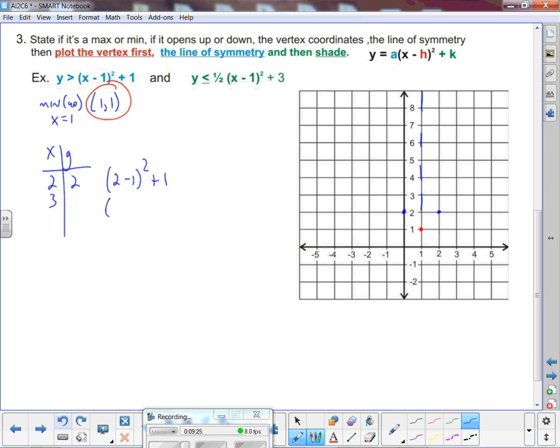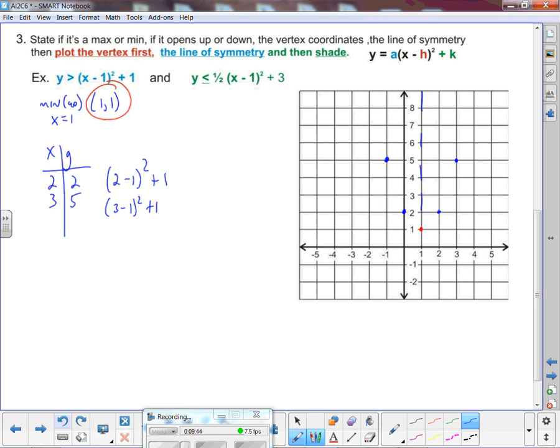Let's go one more. Let's go 3. Again, I'll put in 3 where the variable is. 3 minus 1 is 2. 2 squared is 4. 4 and 1 is 5. And I've got the point 3, 5. All right, I'm 2 to the right of the line of symmetry. I'll go 2 to the left. And we're right there. Okay?